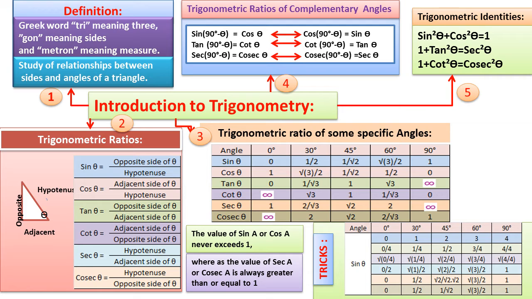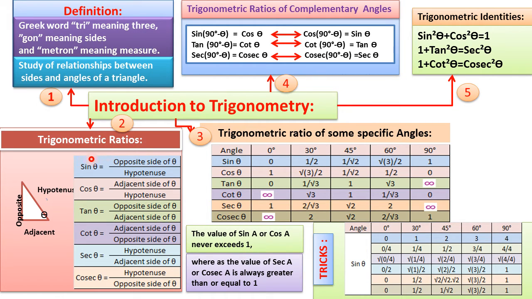The term trigonometry contains tri, which means 3, gon means sides, and metron means measure. So the measurement of 3 sides is nothing but trigonometry. Here we study the relationship between sides and angles of a triangle. It is basically about angles, and the relation between angles and sides is studied in trigonometry.